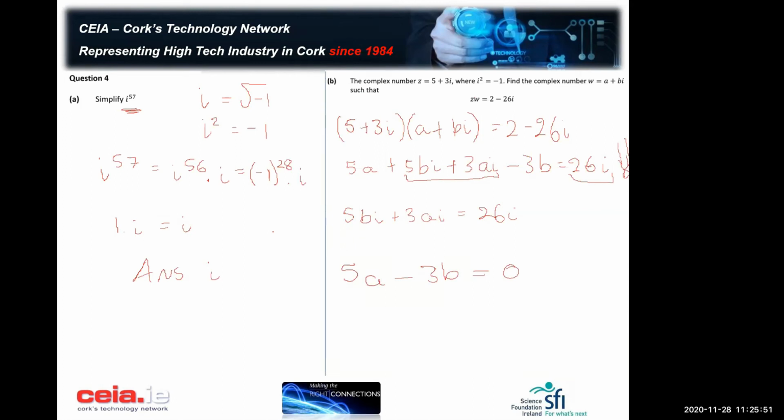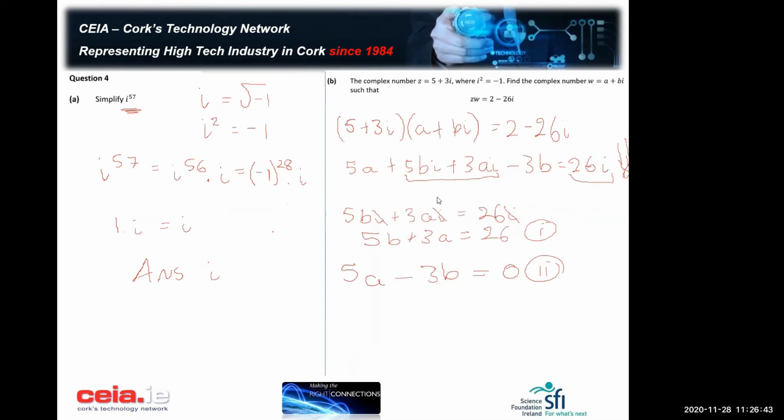So we take out the i's here, because we have i across the board. So we have 5b plus 3a is equal to 26. That's one equation in two variables. And we also know this one, which is another equation in two variables. So you're going back to very basic simultaneous equations to solve them.